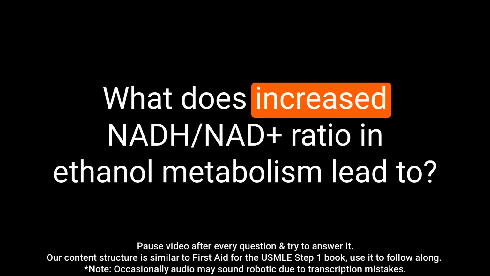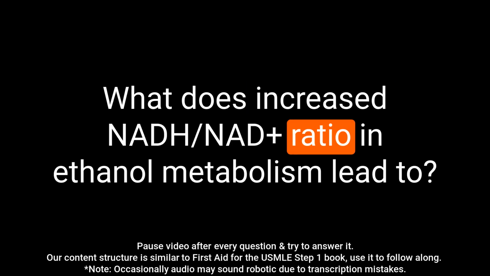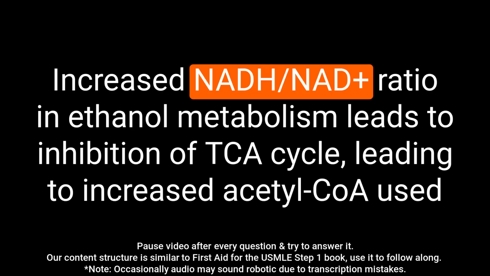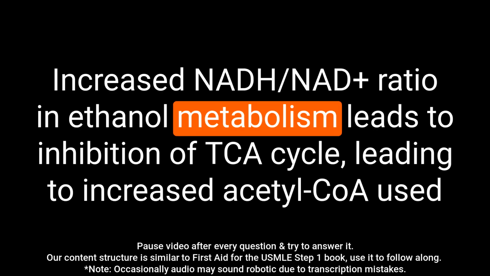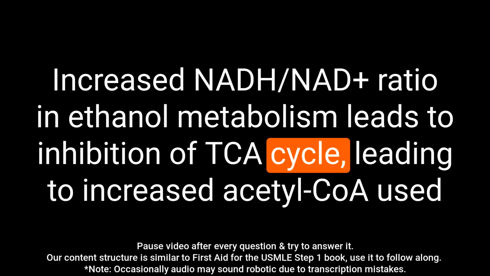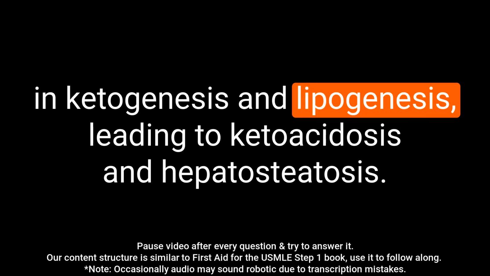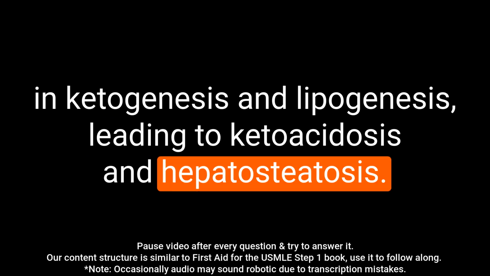Question: What does increased NADH and a D plus ratio in ethanol metabolism lead to? Answer: Increased NADH and a D plus ratio in ethanol metabolism leads to inhibition of TCA cycle, leading to increased acetyl-CoA used in ketogenesis and lipogenesis, leading to ketoacidosis and hepatosteatosis.